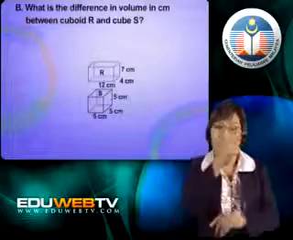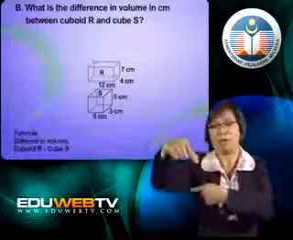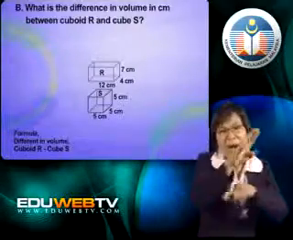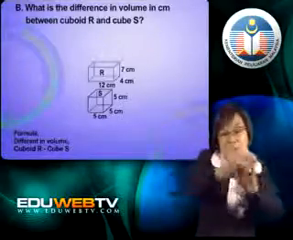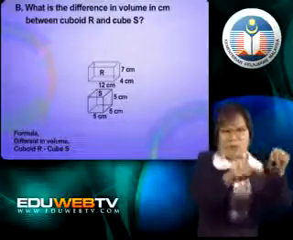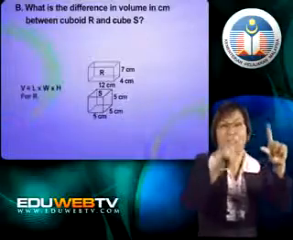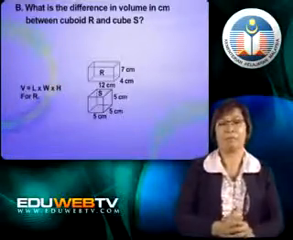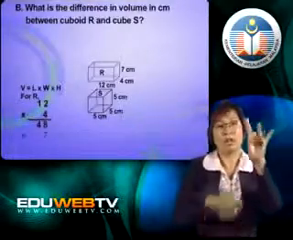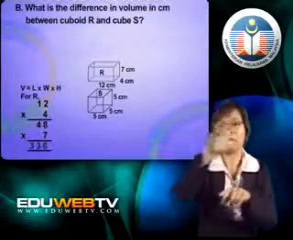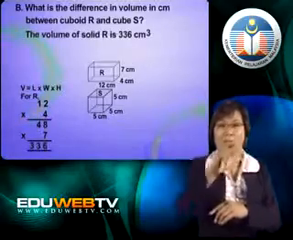Look at the diagram. What is the difference in volume in centimeters between cuboid R and cube S? To find the difference in volume between cuboid R and cube S, we need to subtract cube S from cuboid R. But before that, we need to find the volume of each solid. Simplify the shape. Volume R is equal to length multiplied by width multiplied by height. 12 multiplied by 4 equals 48, and 48 multiplied by 7 equals 336 centimeters cubic. The volume of solid R is 336 centimeters cubic.